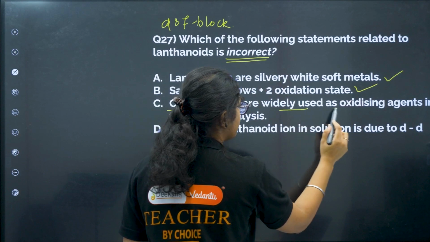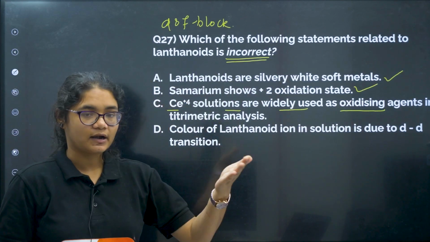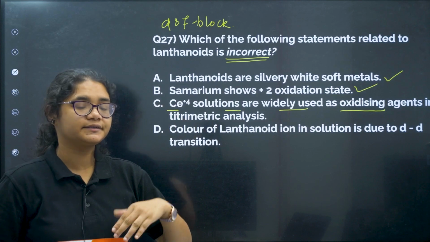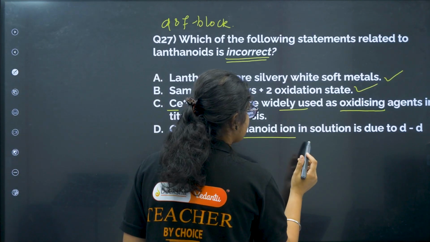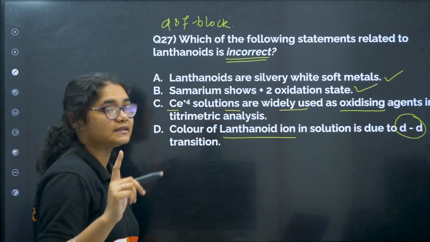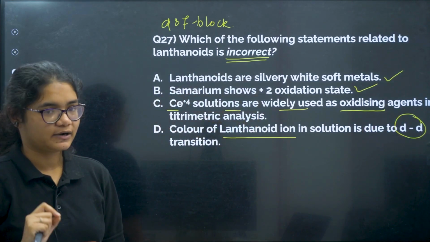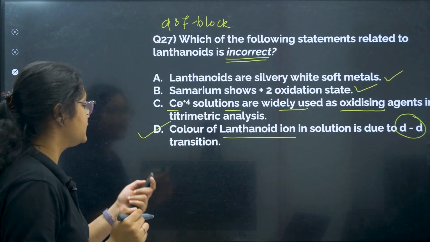Ce+4 solutions are widely used as oxidizing agents. This is also correct, because Ce+4 can undergo reduction. When it undergoes reduction, it will behave as a good oxidizing agent. Now, the color of lanthanide ions in solution is due to d-d transition, right? This is incorrect. It is due to f-f transitions. Okay, so the correct answer for this question will be option D.